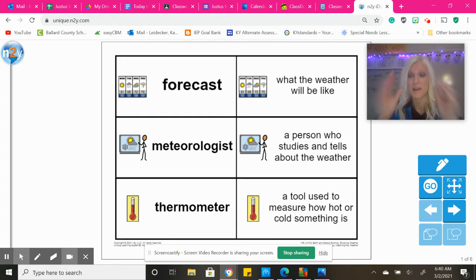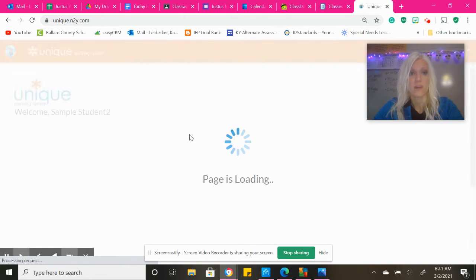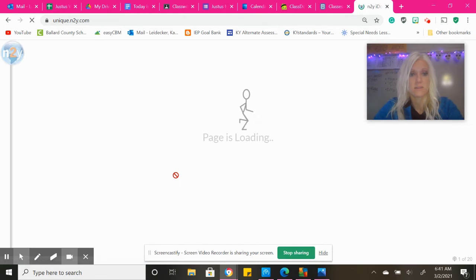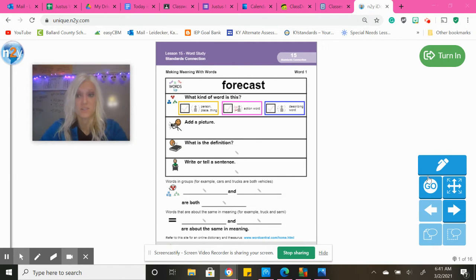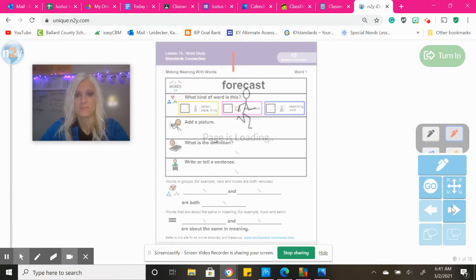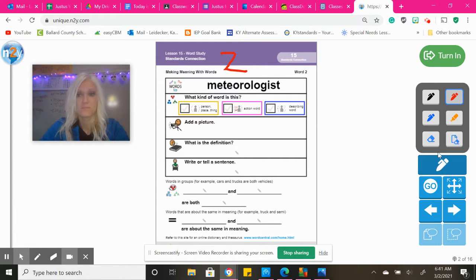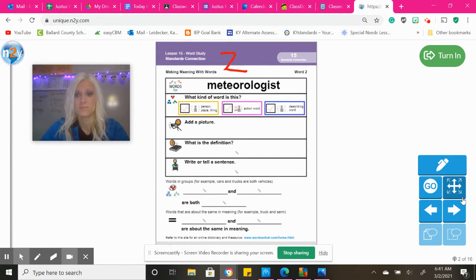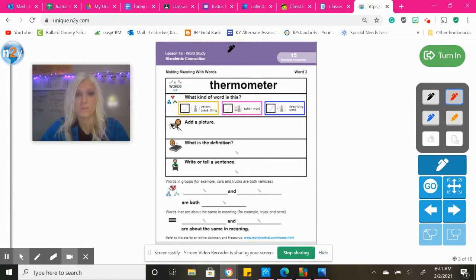So that's 1 slide with 3 words on it: forecast, meteorologist, and thermometer. So then on our standards connection box, we will do then these 3: forecast, meteorologist, and thermometer. So these 3 words you are doing today.